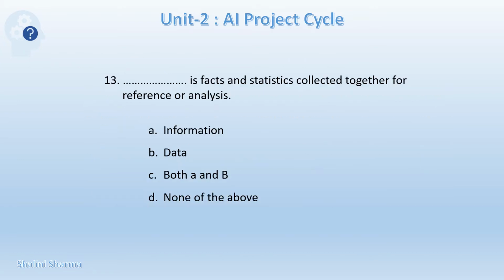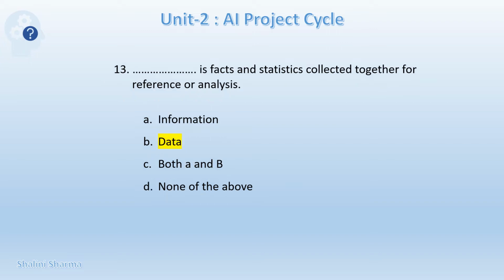Question number 13. Dash is facts and statistics collected together for reference or analysis. Option A. Information. Option B. Data. Option C. Both A and B. Option D. None of the above. The correct answer is B. Data. Data is facts and statistics collected together for reference or analysis.